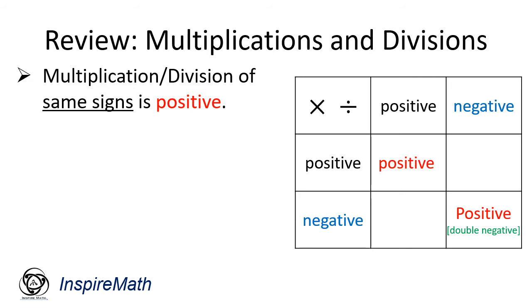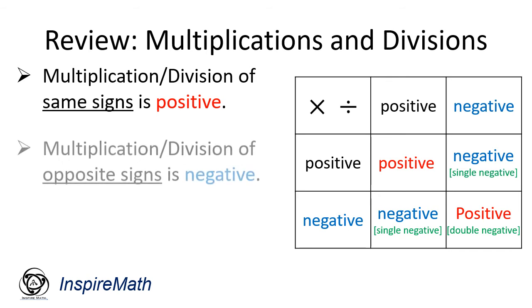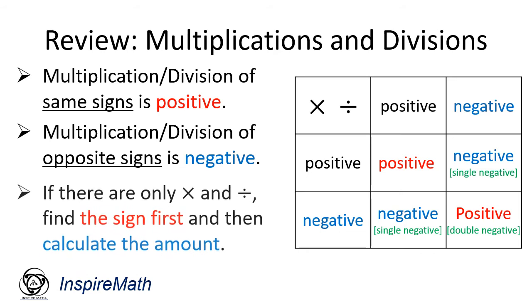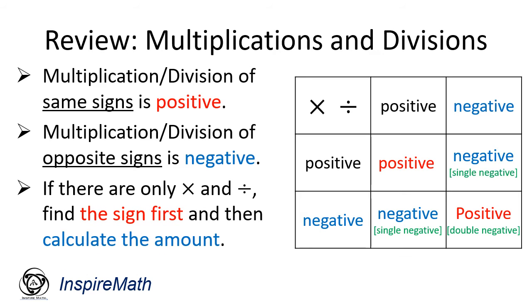Now positive times or divided by negative is equal to negative, and negative times or divided by positive is equal to negative. They are called single negative. These tell us multiplication or division of opposite signs are always negative. If there are only multiplications and divisions, you can find the sign first and then calculate the amount later.